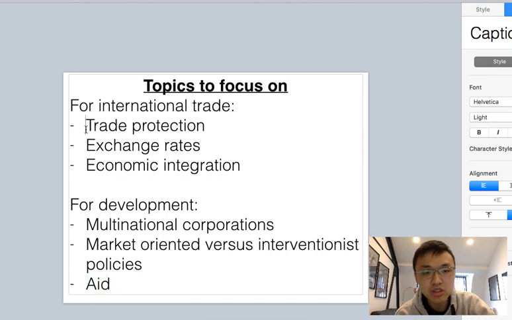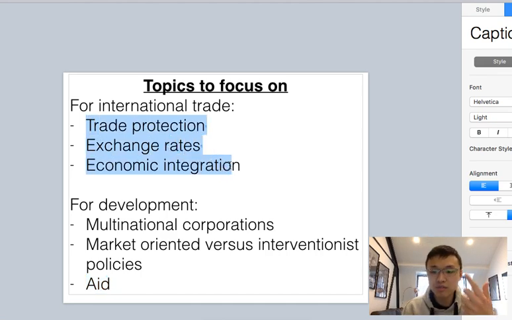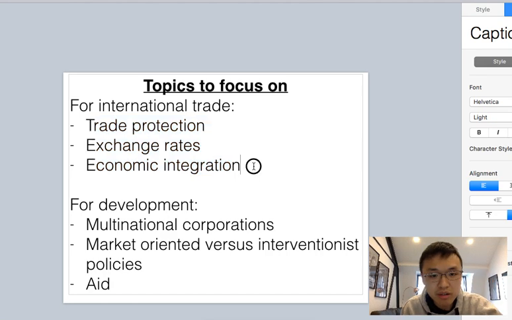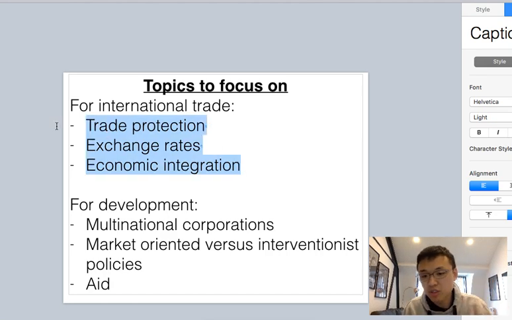Okay, so for international trade, focus on trade protection like tariffs, subsidies, quotas, etc., and the pros and cons. So study the entire chapter related to trade protection. Exchange rates as well. Study the entire chapter, like the advantages and disadvantages of a high exchange rate versus a low exchange rate, etc. Then economic integration. So economic integration, you learn about things like custom unions, free trade areas, etc. Right? So these 3 topics are really what you should focus on.